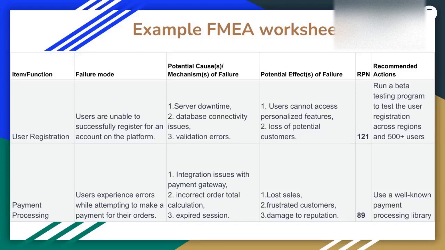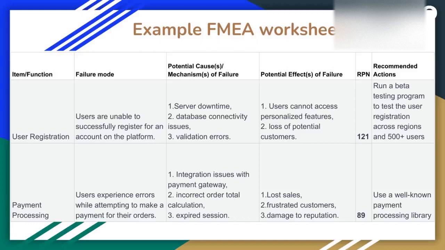And again, it will have a different impact here, right? So for example, in case of payment processing errors, there could be lost sales for the company. Obviously, there will be frustrated customers if they are not able to make the payment, and this could lead to damage to the reputation of the company. So all in all, what this team is trying to do is identify those different areas in which the failure can happen, right? The failure modes.